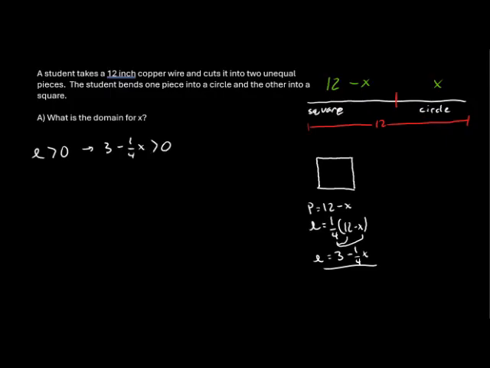Now we take the other piece and bend it into a circle. We're going to say the circumference of this circle is equal to x. That's the second piece of the wire. We can also say that equals 2 pi r. It may not be a bad idea to go ahead and solve for the radius as well. If we divide both sides of this equation by 2 pi, we can say that r is equal to x over 2 pi. We'll label that r on the drawing.